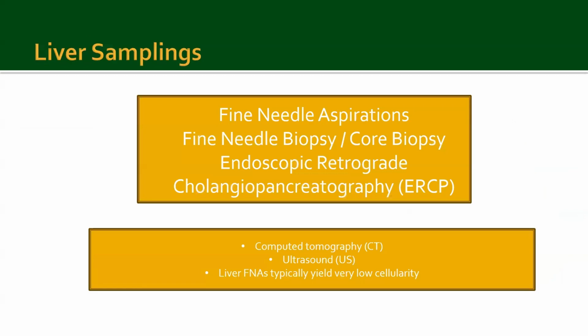Thank you. So, just to jump into it, we're going to start with liver sampling. There's various ways you can actually get samples from the liver. This includes fine needle aspirations, fine needle core biopsies, and endoscopic retrograde cholangiopancreatography, or ERCP, as I will refer to it, because I think that's a little bit easier. All of these methods can be obtained using radiographic assistance, such as computed tomography scans or CT scans, or ultrasound or US. Liver FNAs typically yield a very low cellularity, but we'll discuss more of that as we go through the actual presentation.